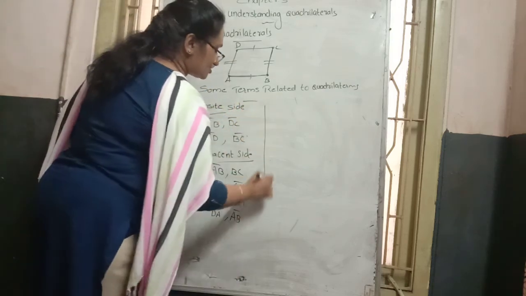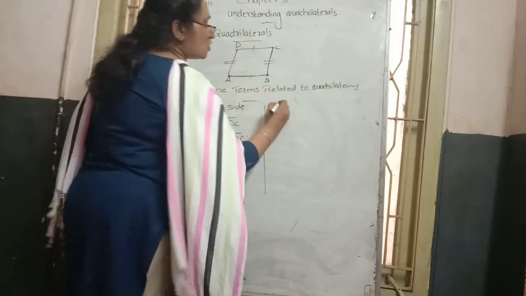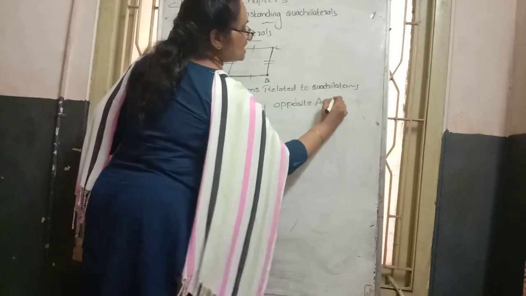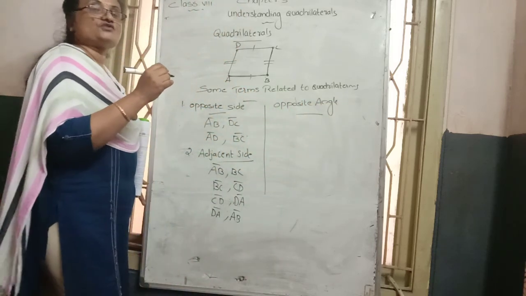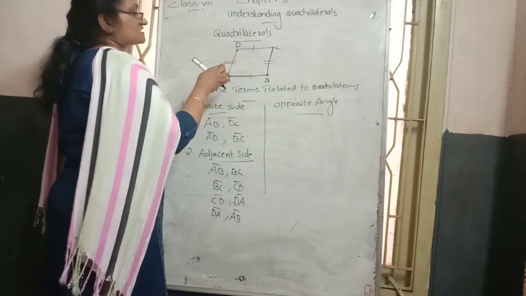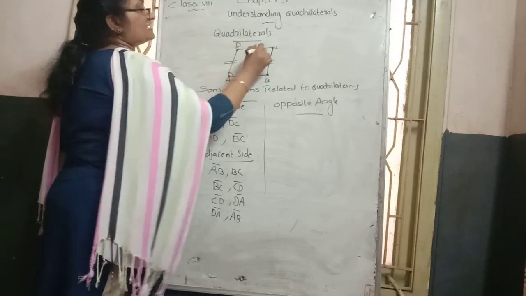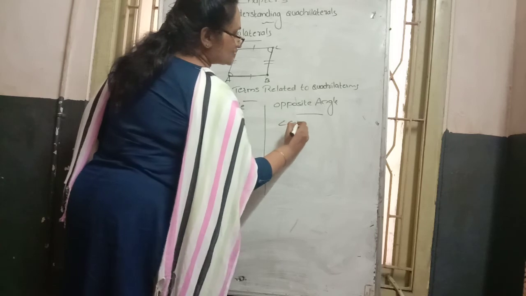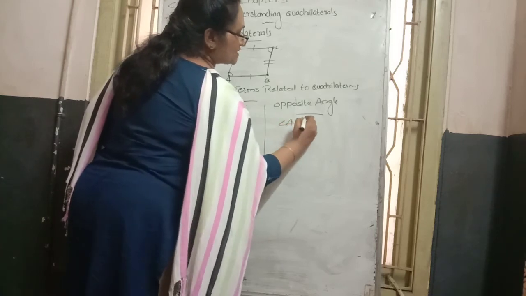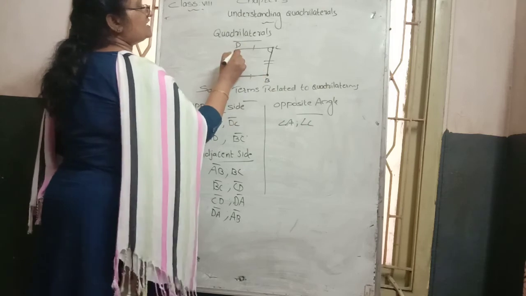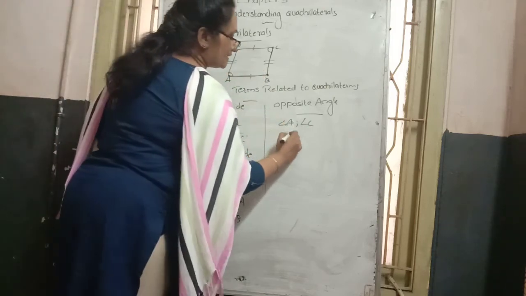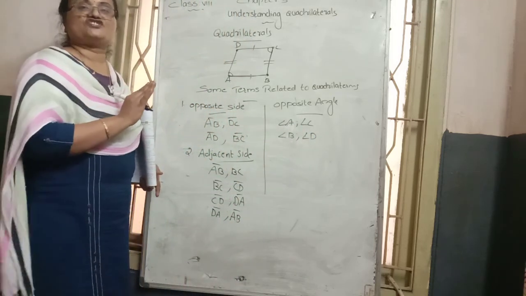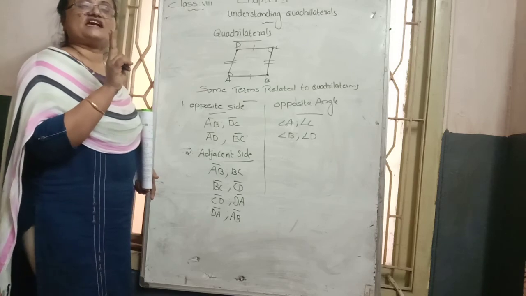Remember, the next term related to quadrilateral is opposite angle. Which are the opposite angles? Angle A and angle C are in the opposite direction. That's why angle A is opposite to angle C. In the same way, B and D are in the opposite direction. So the second pair is angle B and angle D. So we can write two pairs of opposite angles.